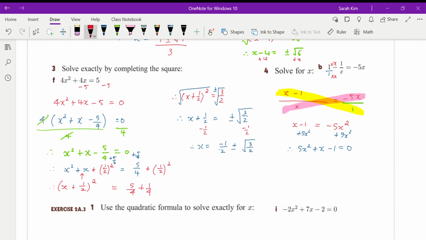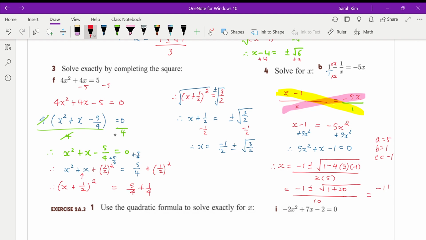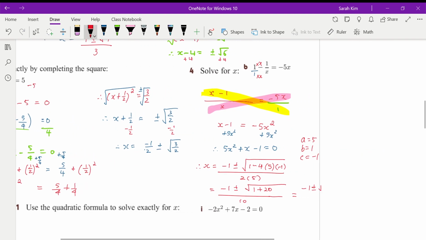So in order to do that, I can use the quadratic formula. I reckon a is 5, b is 1, c equals negative 1. So therefore x is going to be negative b plus or minus square root b squared take 4ac divided by 2a. So that's what I need to do. 1 plus 20 divided by 10. So if I simplify that, negative 1 plus or minus square root 21 divided by 10 is what I get.